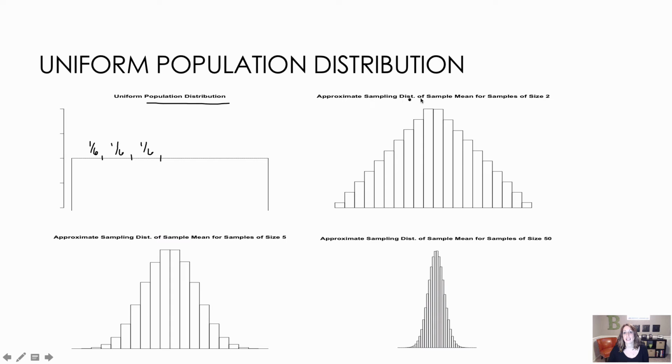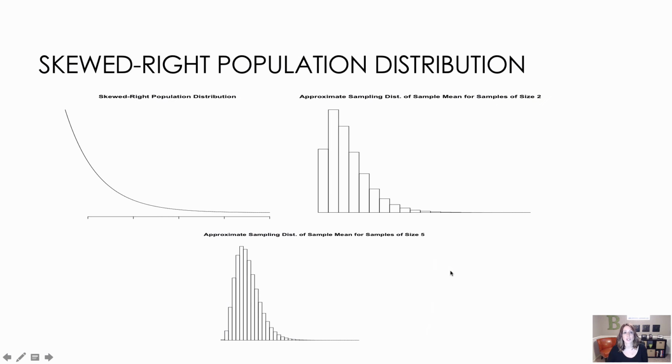If I start taking samples, however, and find the mean of every 2 rolls, notice it starts to look like the normal model. If I find the mean for every 5 rolls, notice now it's still the normal model, but the peak is a little bit higher and it's a little bit skinnier. And then of course, same thing happens here. It's more and more like the normal. And of course, the same thing would happen with the skewed population. As you can see, down with 5, we're almost to the normal. If I were to use 10, it would be normal.